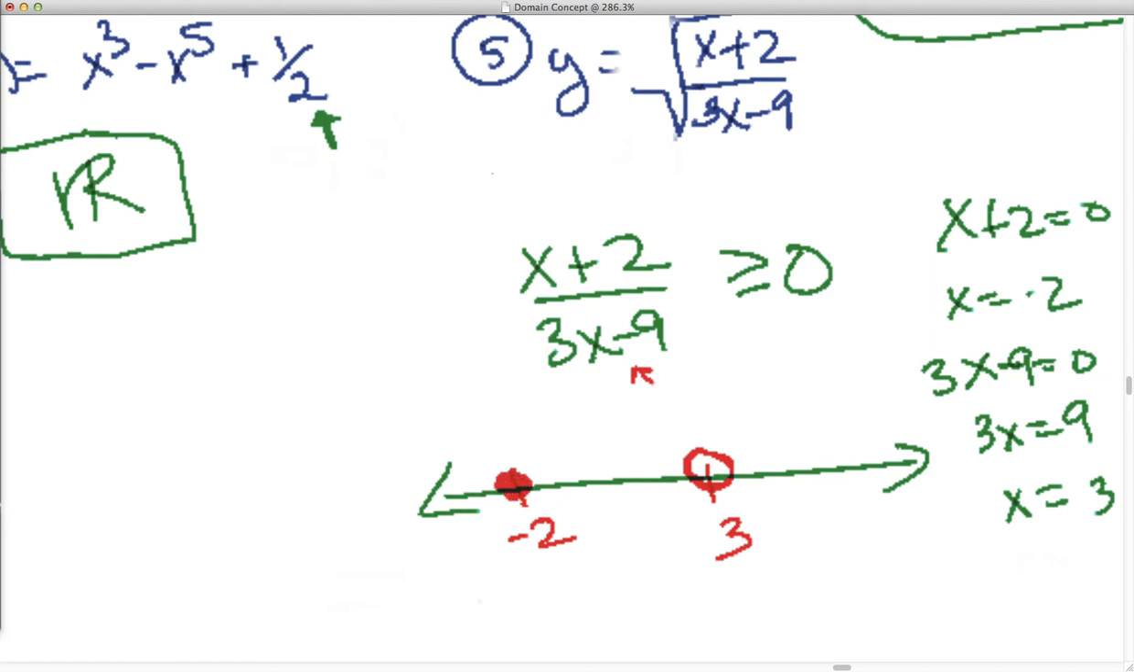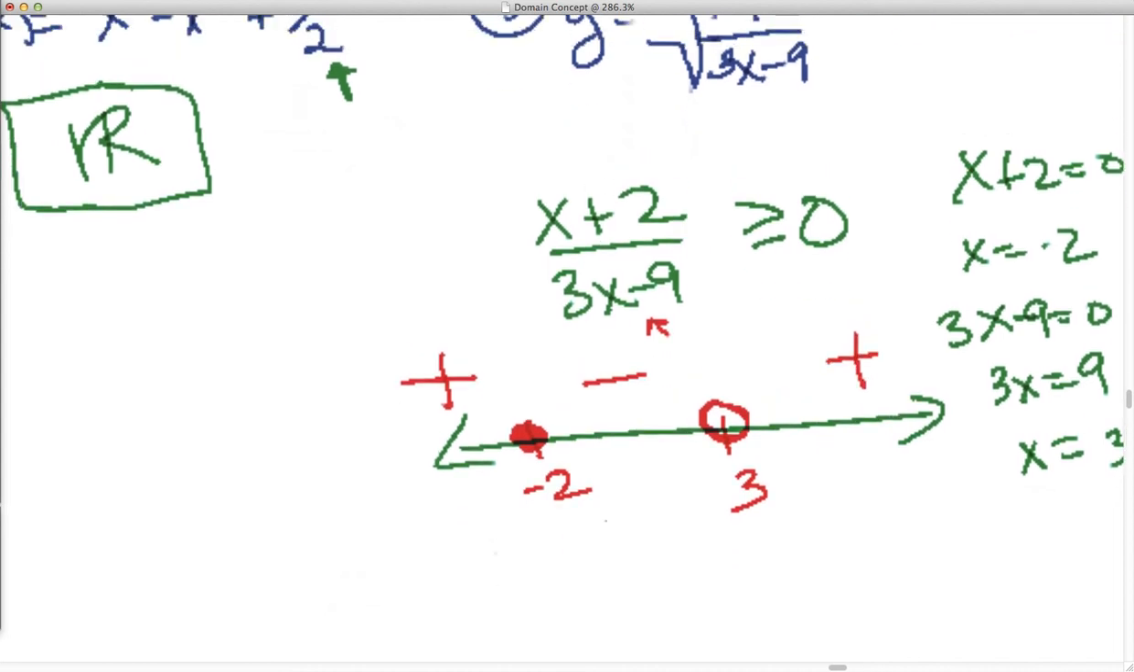And then if I plug in a point to the left of -2, that's going to be like -3. That's a negative, and a negative is going to give me a positive. If I plug in a 0, that's a negative. Plug in a 4, that's a positive. And my final answer as a result would be -infinity to -2, union 3, that's a parentheses, a curve, to infinity.